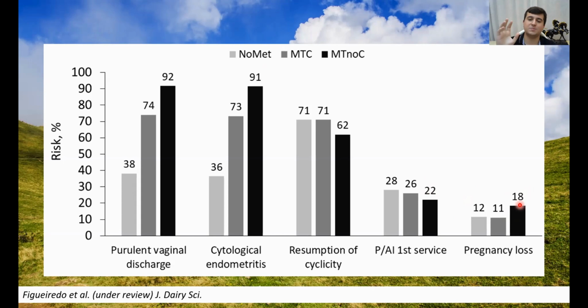In addition to all these measurements, I also calculated the average time to pregnancy within 300 days in milk. Having animals without metritis as a reference, animals with metritis that achieved clinical cure at day 10 take an additional 18 days to get pregnant, while animals with metritis that do not achieve clinical cure take an additional 30 days to get pregnant.